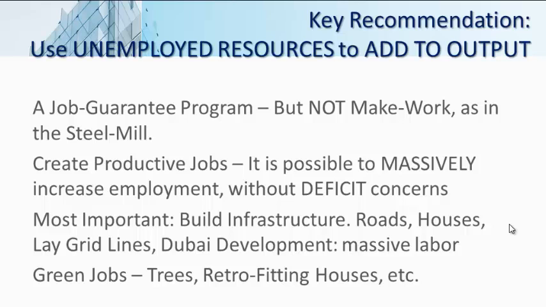Most important among these tasks is to build infrastructure, roads, houses, lay grid lines. How did Dubai develop? By using unemployed laborers who have no skills. We can do exactly the same thing in Pakistan. We don't have money, people say, but actually we need to build million houses, we need to build roads, and all of this can easily be done by unemployed, unskilled labor. We need to give them a small amount of training and then they can do it. So all of these jobs are there, all of these laborers are there, and why is it not happening? Because we don't have money. This is a silly macro theory, but this is widely believed.